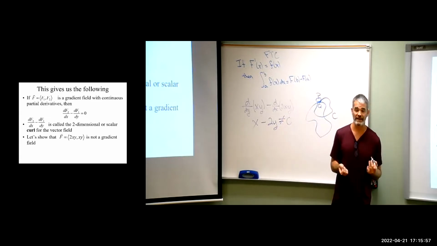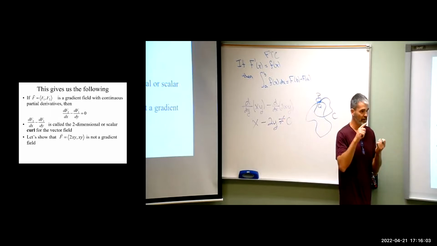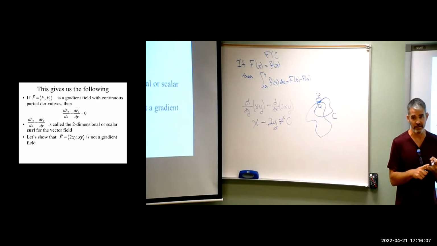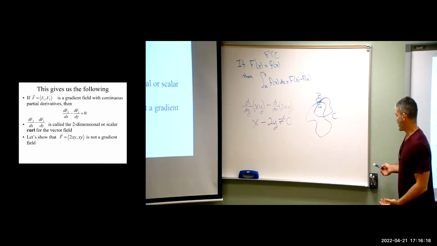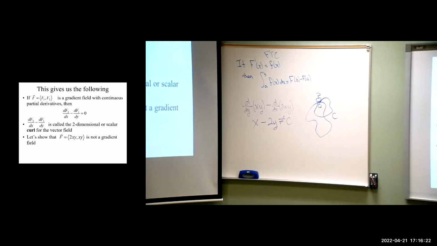This is not conservative. It doesn't mean it's not solvable. It doesn't mean we can't find a line integral over it. It just means it is not conservative. Therefore, it is not path independent. We would call it path dependent. And we can't use the fundamental theorem of line integrals because it's not a gradient field. Okay, so again, it doesn't mean there's anything wrong with it necessarily. It just means it's not a gradient field. And today we are specifically interested in gradient fields.